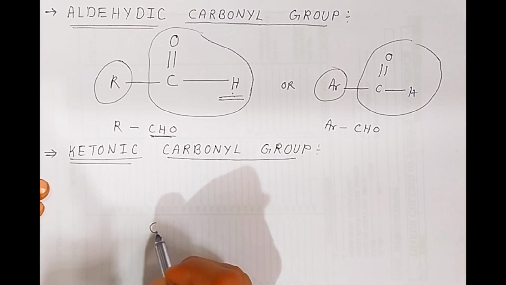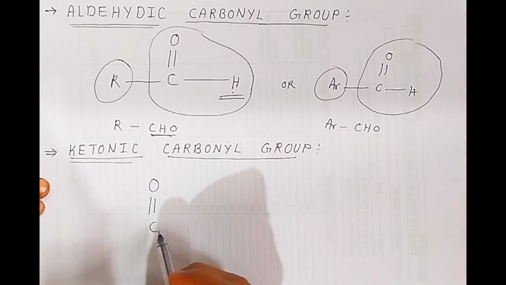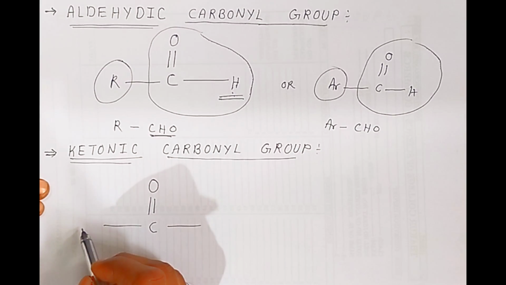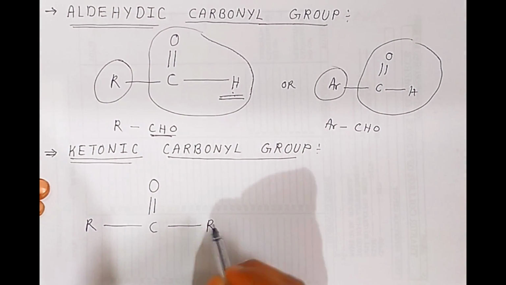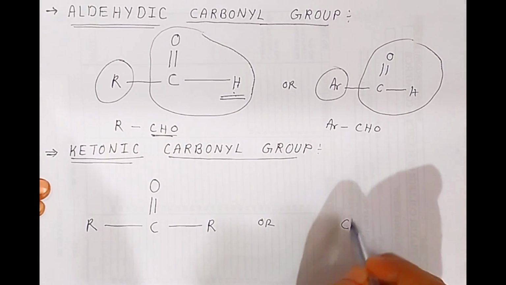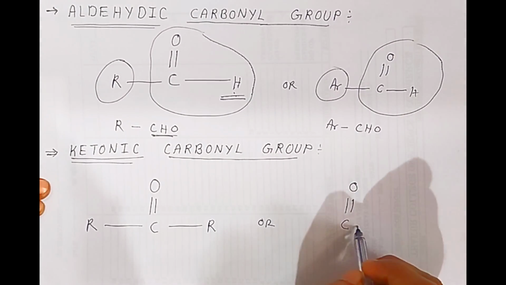Here again, students, this is the carbonyl: carbon and oxygen with a double bond. Out of the two remaining valencies, if both are occupied by alkyl groups, here also an alkyl group, see here students, hydrogen is not there, only the alkyl group. Or you can say this is the carbon-oxygen double bond, this is the carbonyl group.